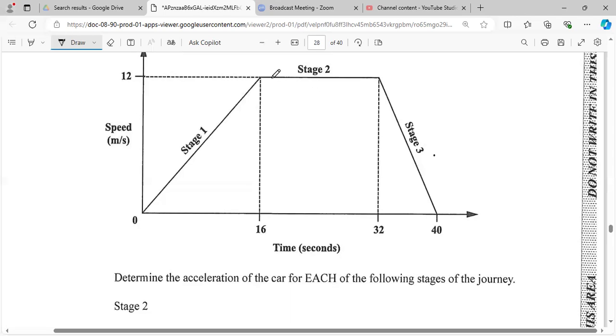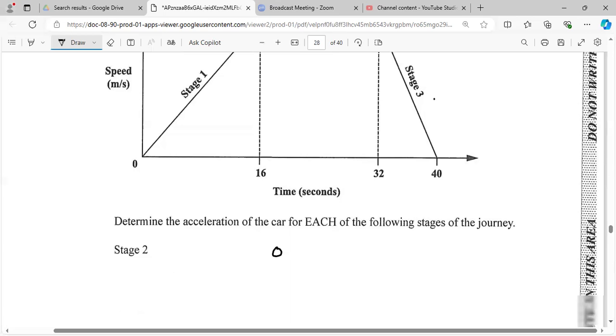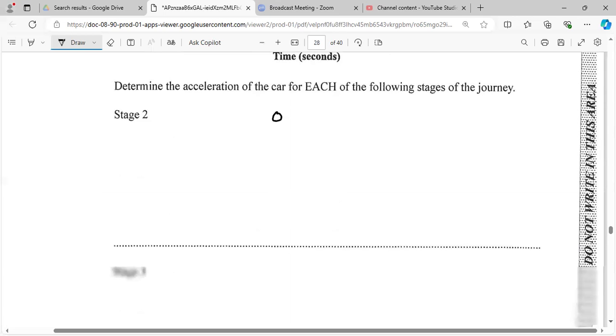Stage 2, well, stage 2, it's at rest. So this would be the 0. So for stage 2, it's at 0. When the line is a horizontal line, it means it's at rest. So they stop, but the time continues. Alright? So just picture it that way. So the acceleration would be 0. Alright. Now they ask for stage 3.